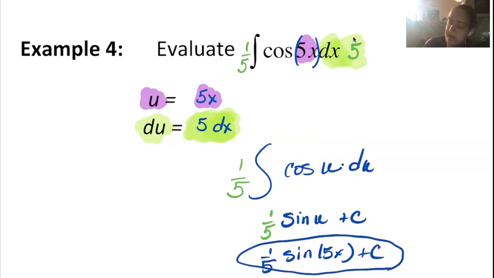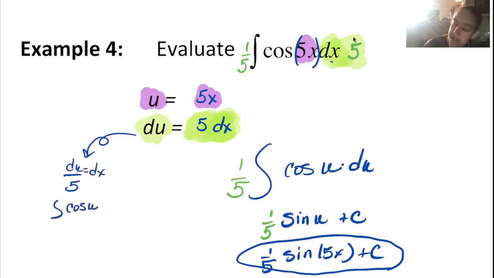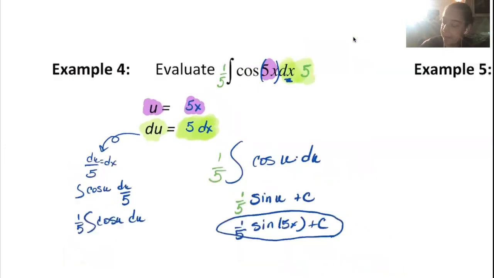Awesome. So that other method that I was saying some people might use is they take the du, and maybe this makes more sense to you. Great if it does. They say du over 5 is dx. So they'll rewrite this as cosine of u. And then up here where the dx is, they replace that with du over 5. And then pull the 1/5 to the front. And then integrate from there. I'm totally fine with that, except when you get variables involved. And if you get variables involved, it's a little tricky because you're not allowed to add x's into the problem, only constants. All right, there's example 4.